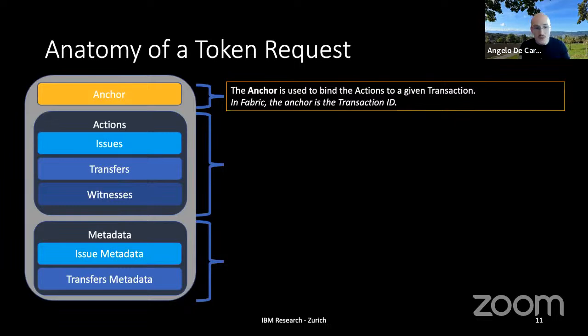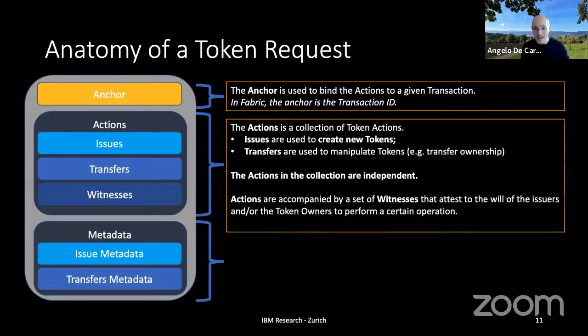There are three main sections in the token request. There is an anchor. Just to understand the anchor, you can think about the transaction ID in the context of Fabric, or any unique identifier for this specific request. Then we have a section dedicated to the actions that we want to perform. The two most fundamental actions in the context of the token SDK are the issuance and the transfer.